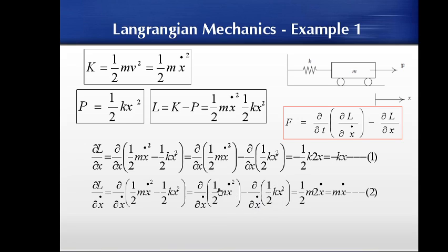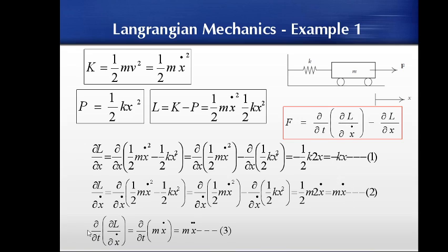On differentiating this, I will be getting half m into 2 into x dot into x raised to 1. So this 2 gets cancelled, and I will be getting m into x dot, that is m into dx by dt. So equation number 2. So I got this term. Now I need to differentiate this term with respect to time.